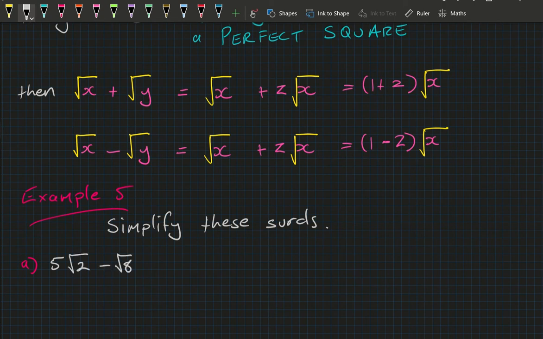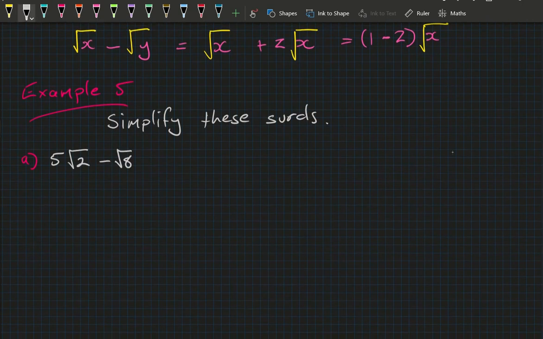Alright, so we know that the square root of 8 is equal to 2 times the square root of 2. So I'm going to skip straight to the next step. So we have 5 times the square root of 2 minus 2 times the square root of 2. So now I've got 5 minus 2 all times the square root of 2. So that's equal to 3 times the square root of 2. Done. Nice and easy, right?